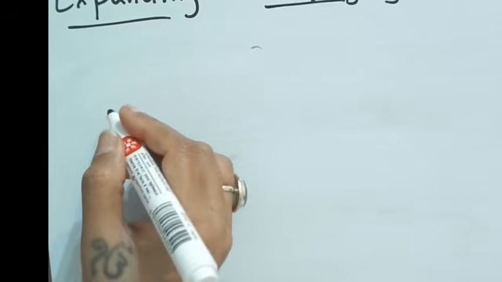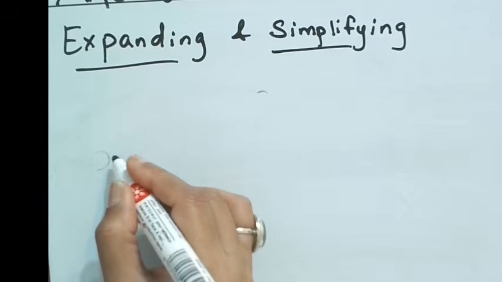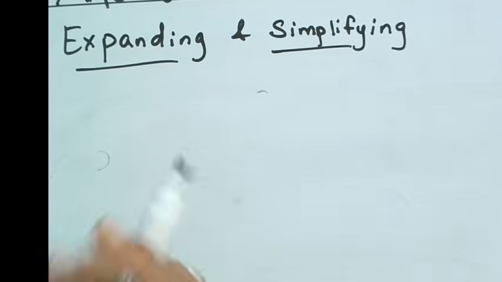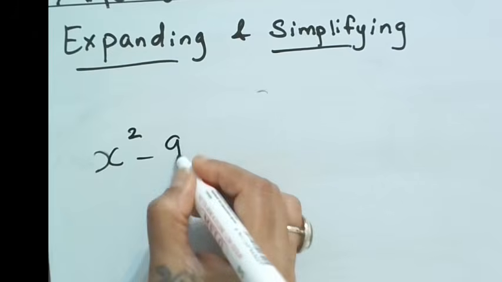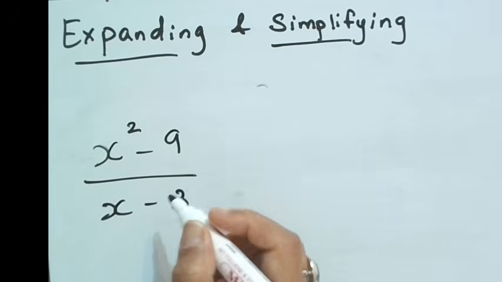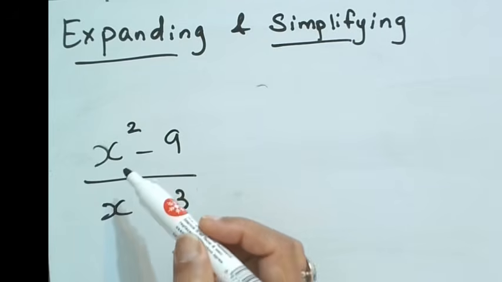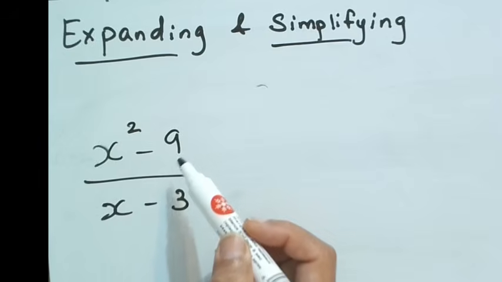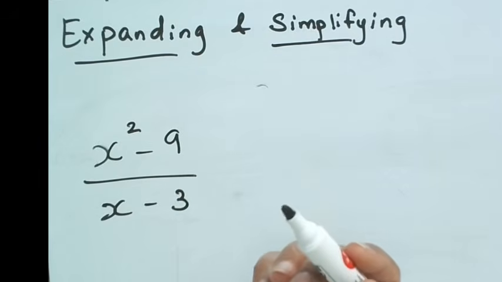Let us see one more question now. The question can be x square minus 9 divide x minus 3. Now if they give you this type of question, when they say x square minus 9, it means you have to write them in brackets. Okay, so you are going to factorize the top.